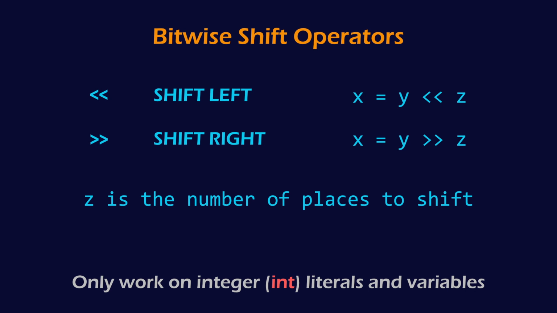Let's move on to bitwise shift operations. There are 2 bitwise shift operations, shift left and shift right. The operators in GDScript are pairs of angle brackets pointing to the left or right respectively. As the name suggests, they move bits left and right.